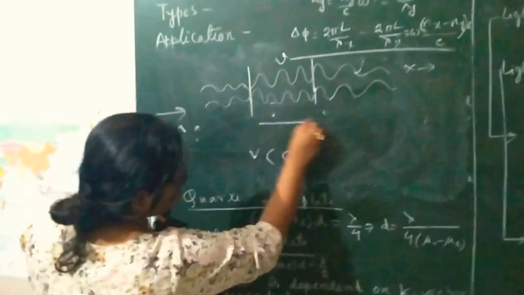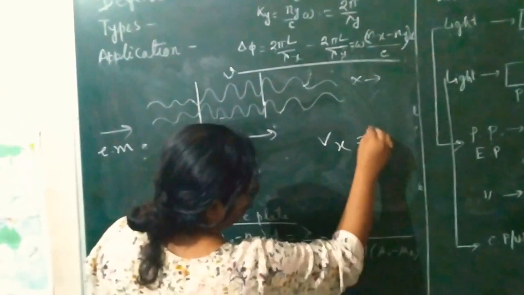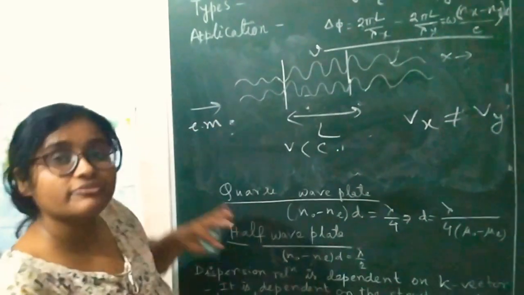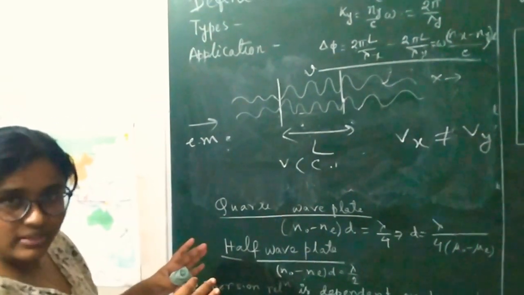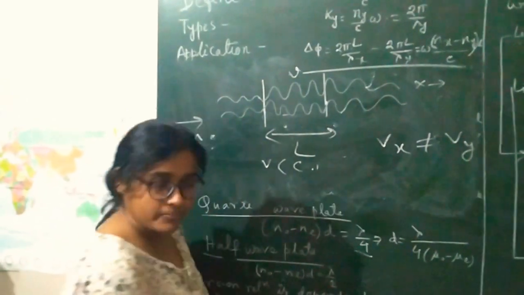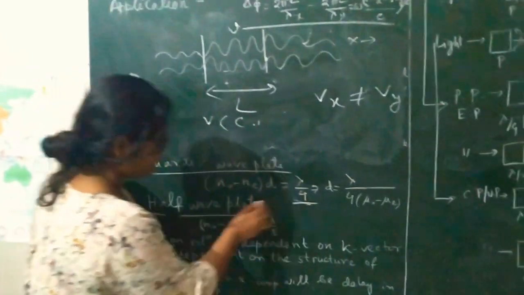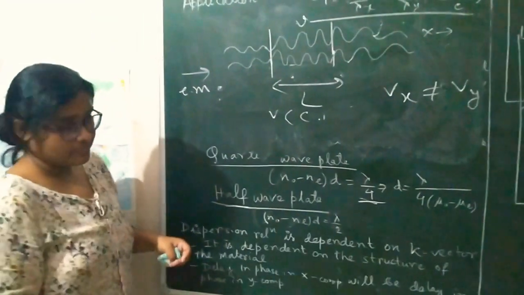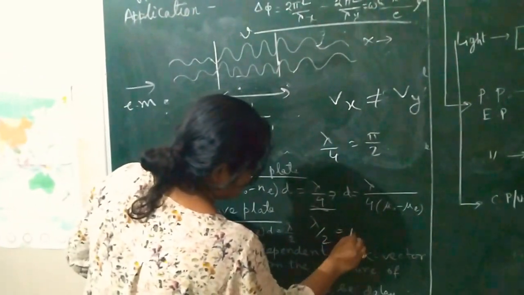The phase difference inside the crystal is due to the refractive index differences. Refractive index difference means Vx will be different from Vy, so the wave propagation will be different along different directions. This is the basics of birefringence. So in wave plates, you use a birefringent material. You design your birefringent plate such that it will induce a phase difference of lambda by 4 or lambda by 2. When the phase difference you are introducing is lambda by 4, it is called a quarter wave plate. And when it is lambda by 2, it is a half wave plate. Lambda by 4, I can also write as pi by 2, and lambda by 2 as pi.